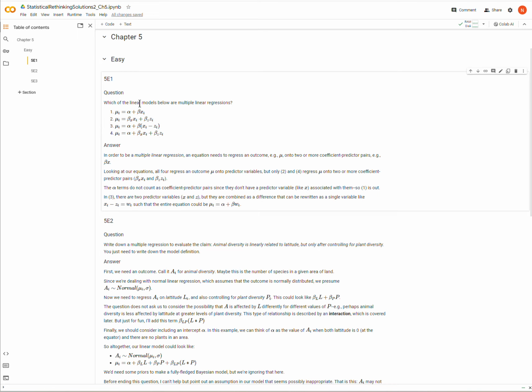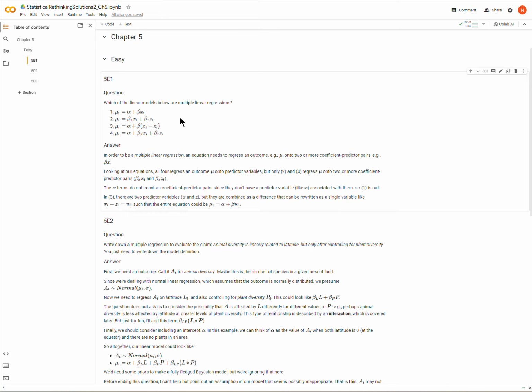So question 1 asks us to identify which of these equations qualifies as a multiple linear regression, okay? In order to be multiple linear regression, first we need to have an outcome variable that is being regressed on predictor variables, and they all fulfill that, right? They're all mu being regressed on some variables, okay?